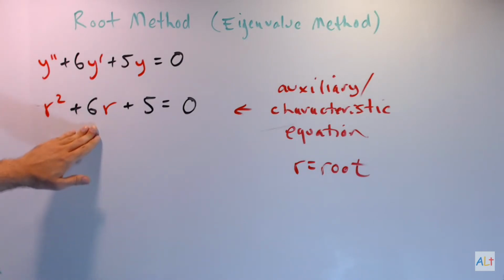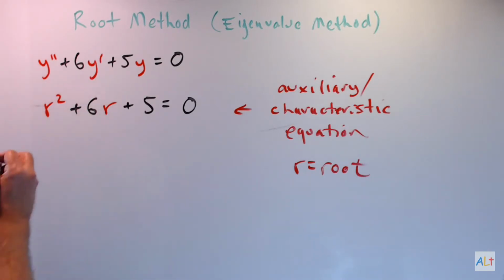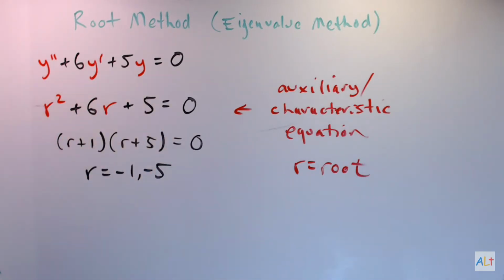So what do we do with this? We want to find the roots. If you're able to factor this quadratic, go for it. If you have difficulty factoring, you can always use the quadratic formula. Now you can see what we have here is two roots, both of which are real numbers. We call these distinct real roots.